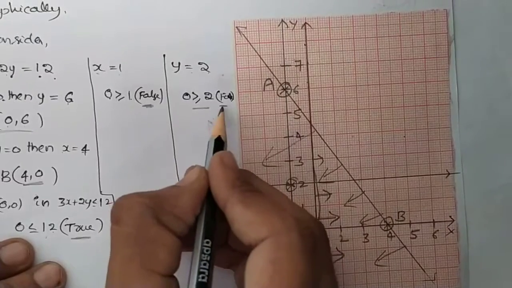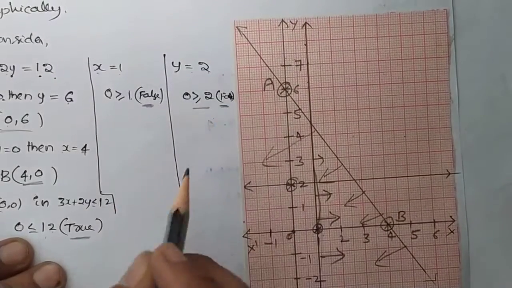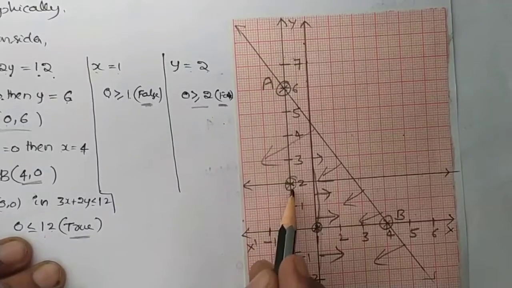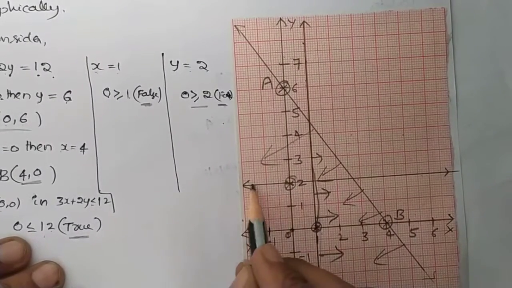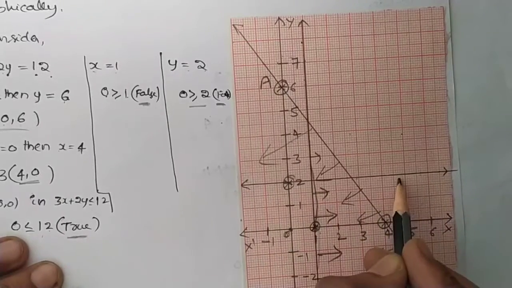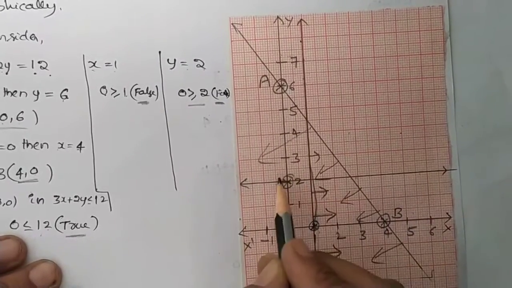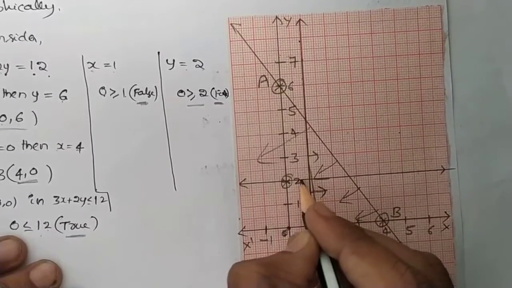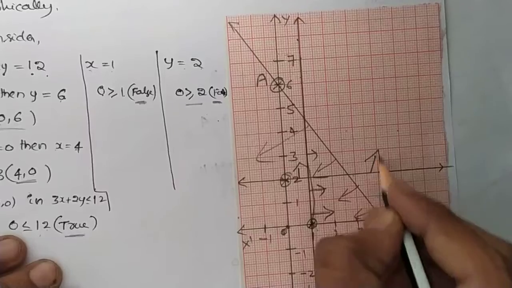It is also giving false. If it is false, where we have to shade? This inequality is also showing false. Where we have to shade? Apart from the origin. It is the origin. Apart from the origin, like this we have to shade.